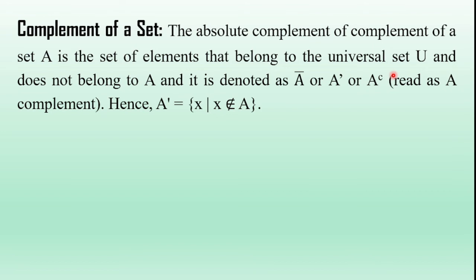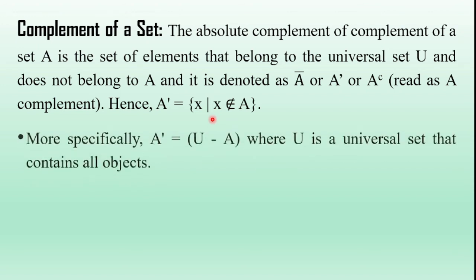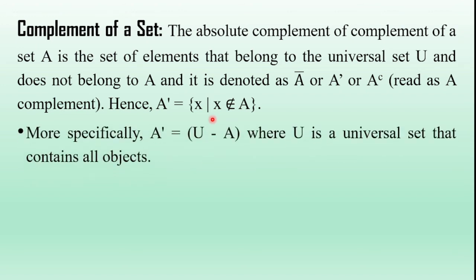and do not belong to set A. It is represented mathematically as A bar or A dash or A cap. Hence A dash is equal to {x : x belongs to U, x does not belong to A}. More specifically, A bar or A dash is equal to the universal set minus A. Here capital U is the universal set that contains all the elements, all the objects.